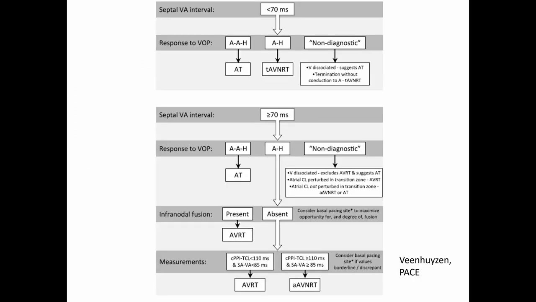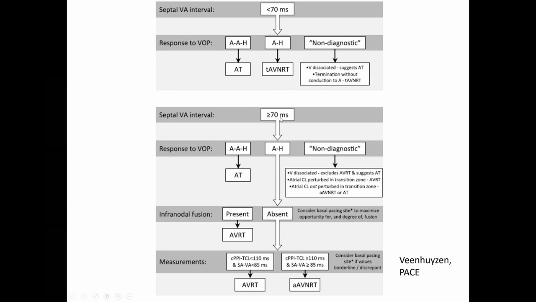So this then is how we differentiate most tachycardias. First of all, if you look at this, the septal VA interval, so the time from the QRS to the proximal coronary sinus A, if it's less than 70 and you've got a VAV response, it's going to be typical AVRT. If you've got a VAAV response, they put H here, technically it's a VAHV. So if you've got a VAAV response, it's atrial tachycardia.